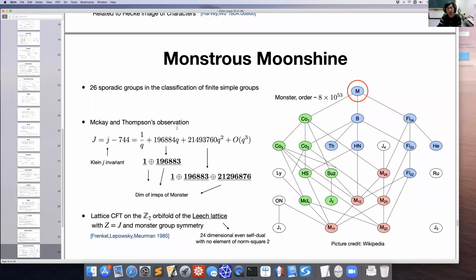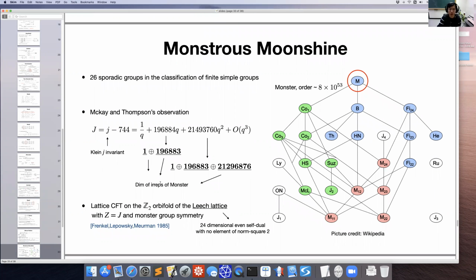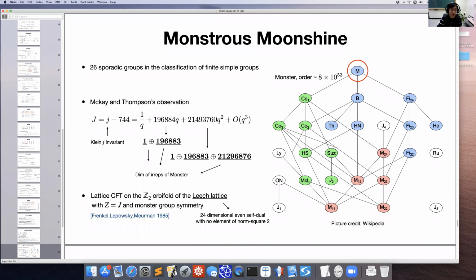And later, there's a very beautiful observation by McKay and Thompson, which states that if you look at the J invariant, subtract this constant, and then look at the q expansion, it turns out that if you look at those coefficients, they can be decomposed in terms of irreducible representations of the monster. So it seems that this monster CFT has something to do with this J invariant.